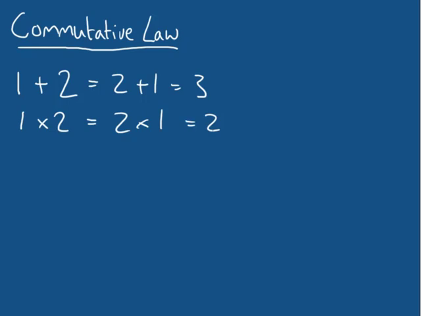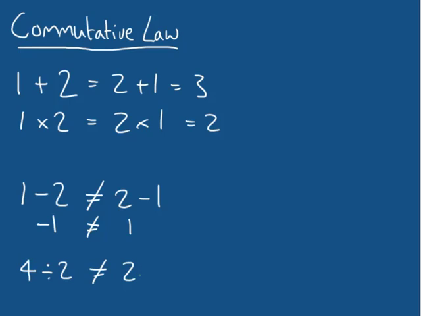Subtraction is not commutative. If I had 1 minus 2, that does not equal 2 minus 1. We can see that 1 minus 2 is minus 1. 2 minus 1 is 1. They are not equal. So subtraction is not commutative, and neither is division. If I was to take 4 divided by 2, that is not equal to 2 divided by 4. We can see that 4 divided by 2 is 2. 2 divided by 4 is 2 over 4, which is the same as a half. And we can see that 2 obviously does not equal a half.